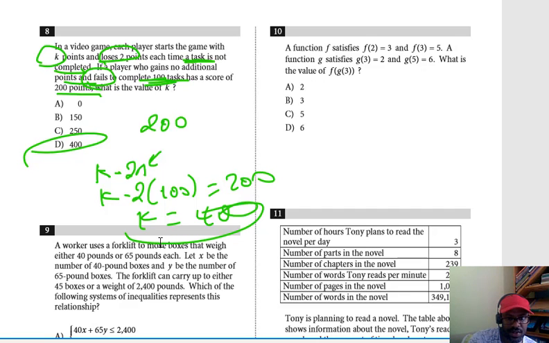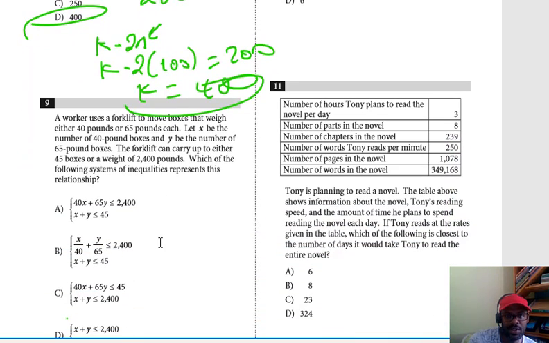9. The worker uses a forklift to move boxes that weigh either 40 pounds or 65 pounds. Let X be the number of 40-pound boxes, so that's 40x, and Y the number of 65-pound boxes. The forklift can carry up to 45 boxes. So the number of boxes, X plus Y, should be up to, which means less than or equal to 45.